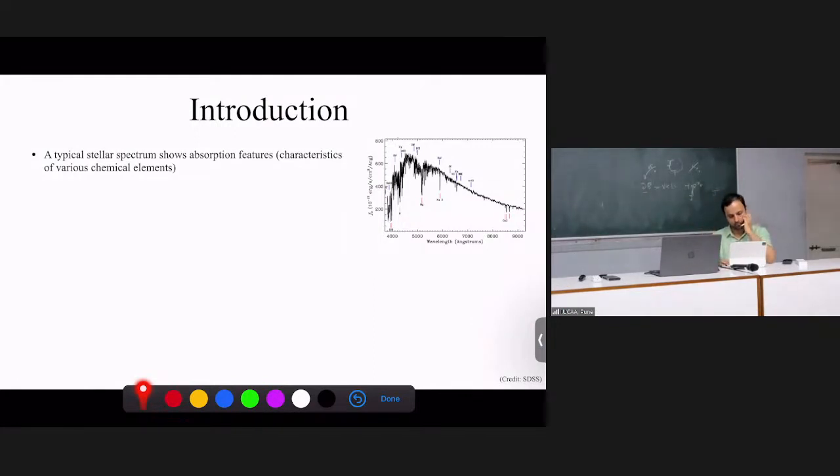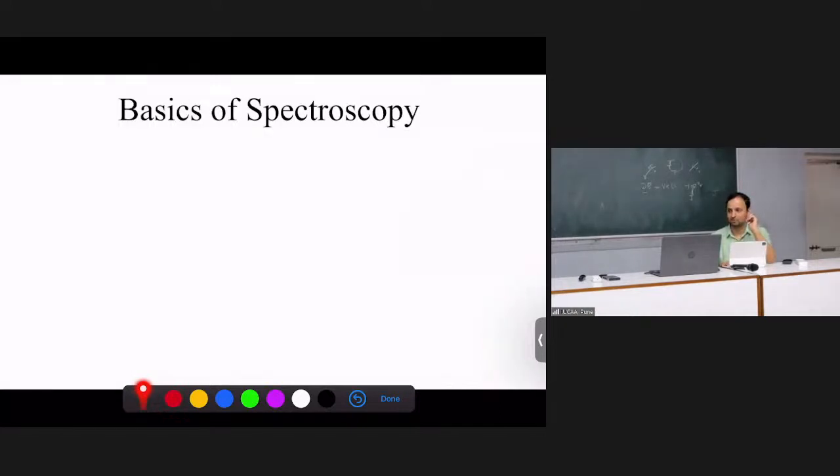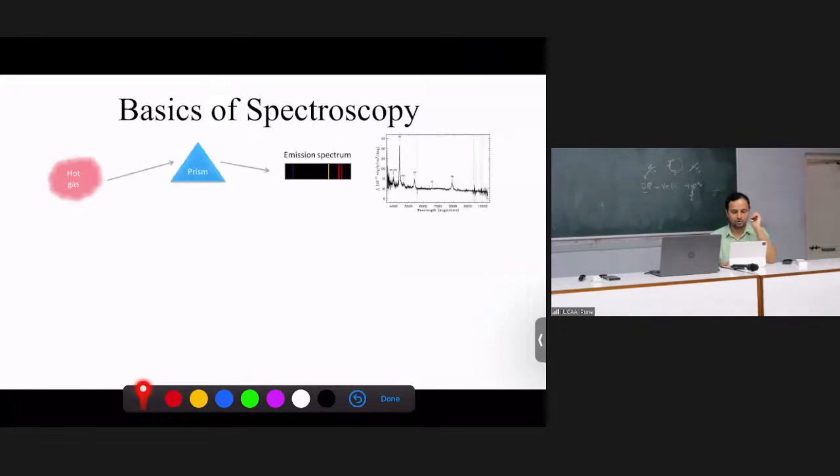Before we go into these details, let me quickly remind you about the basics of spectroscopy. First, the emission spectrum. Suppose we have a very hot gas. If you collect the light coming from the hot gas and pass it through a prism, which will divide the light into its constituents, we will see something called an emission spectrum.